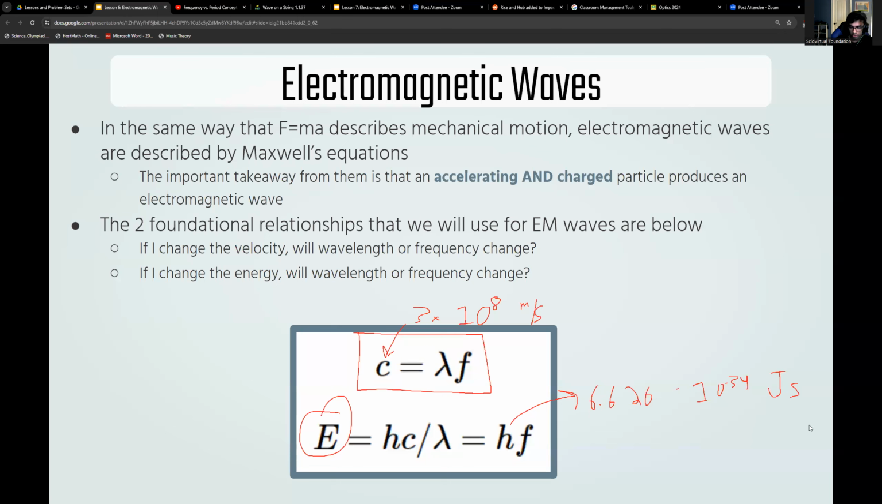So these are two very useful relationships for electromagnetic waves that we're not really going to further discuss, especially this last one. But that one's very interesting because it gets into the quantization of electromagnetic waves, which is cool.